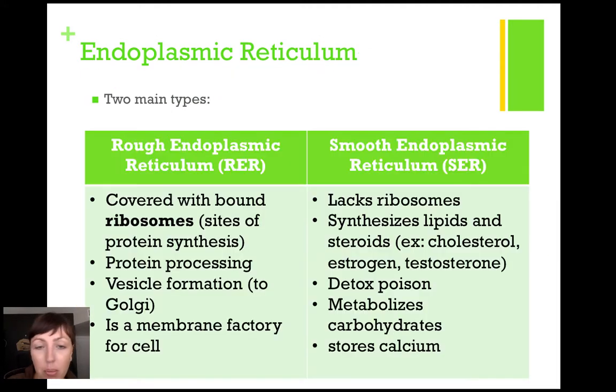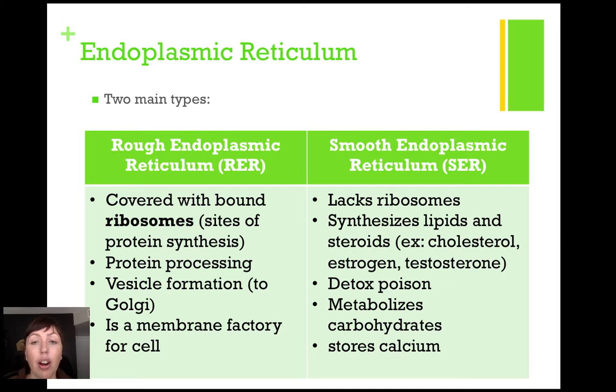Okay, so there are two main types of endoplasmic reticulum. There's the rough ER, and then there's the smooth ER. The rough ER is covered with bound ribosomes, ribosomes that are bound to the ER itself, and these are the sites of protein synthesis. So here, protein processing occurs, and vesicle formation, for vesicles on their way to the Golgi, occurs, and it is itself a membrane factory for the cell.